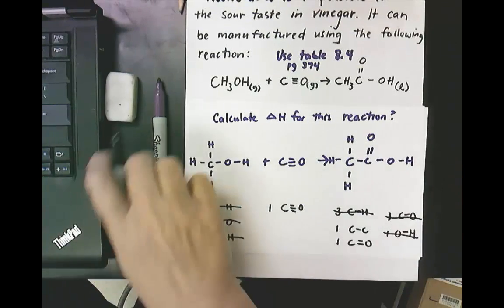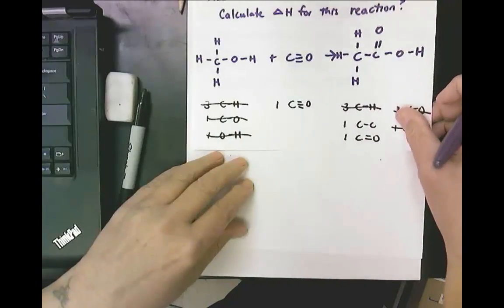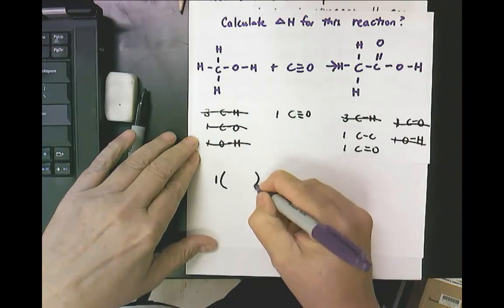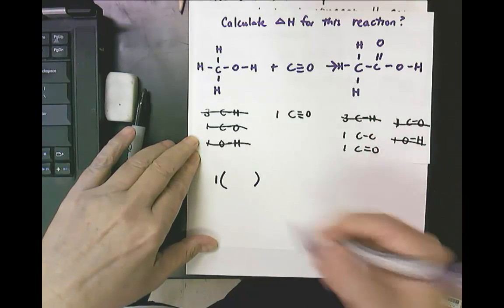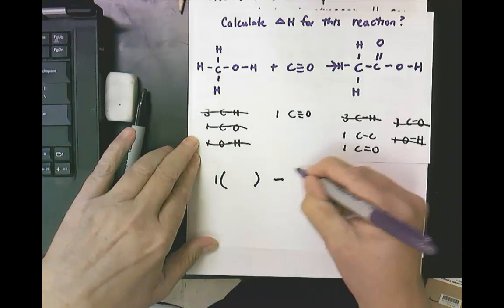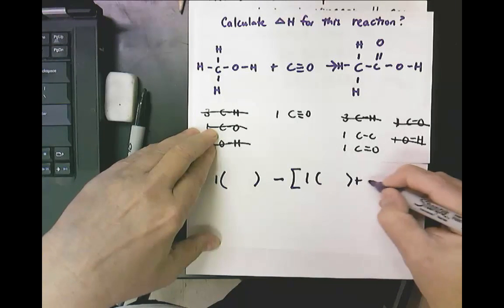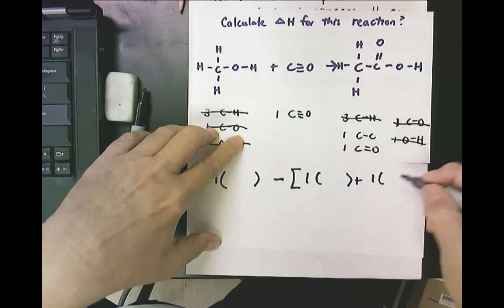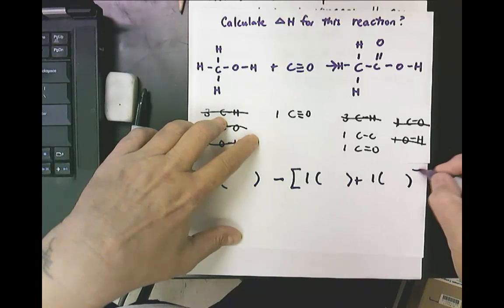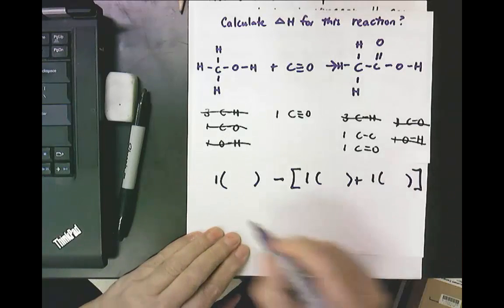All right, so what do we have? Basically, we have this one bond here, and then we have 2 bonds here. So it's bonds broken minus bonds formed. And I'm purposely just putting the 1 there to remind you that you have to take into account how many bonds. That's the D in the formula. Okay, so here's my bonds broken.